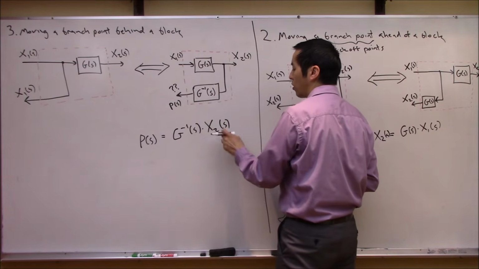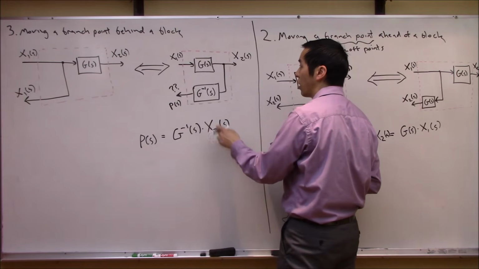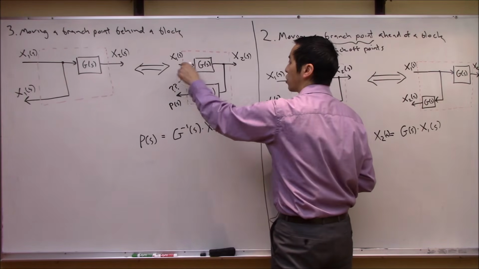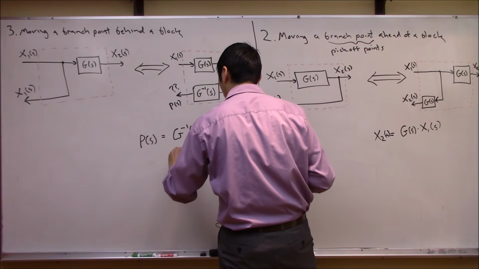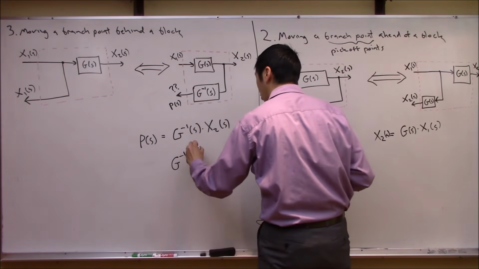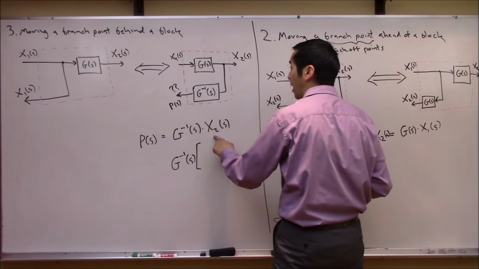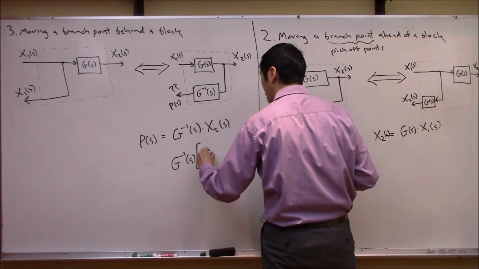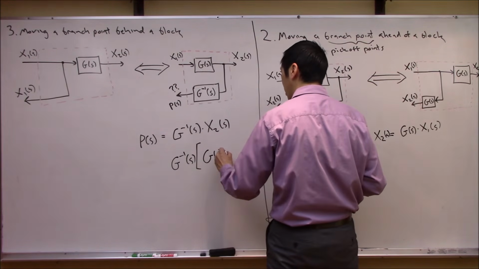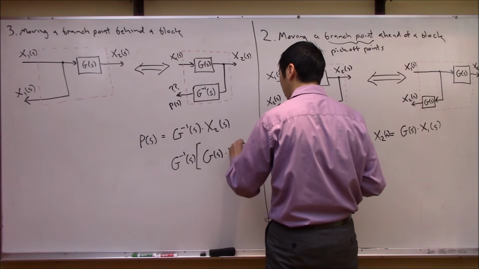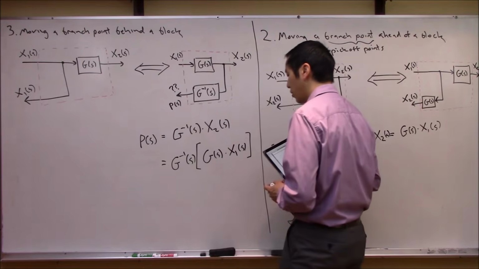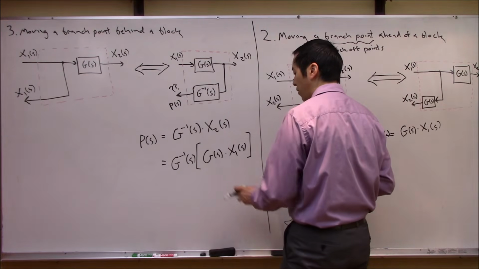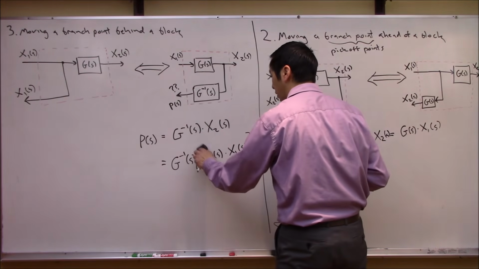Now again, what is x2 here? x2 is this transfer function multiplied by its input here. So let's just do that. This x2 term, maybe I'll put this in brackets. So x2 is going to be g of s times x1 of s. Okay, and now let's get rid of these braces here.